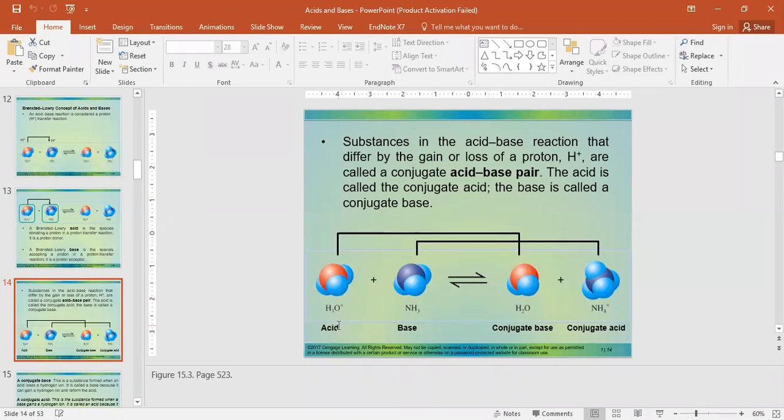So you can see in the same reaction that we considered here, that this hydronium ion is an acid, and once it gives out a proton, once it loses a proton, it forms water. So this water is what we are calling a conjugate base. So this base here, which is ammonia, is accepting a proton, and in the process, it is forming ammonium ion. So this ammonium ion is the conjugate acid.